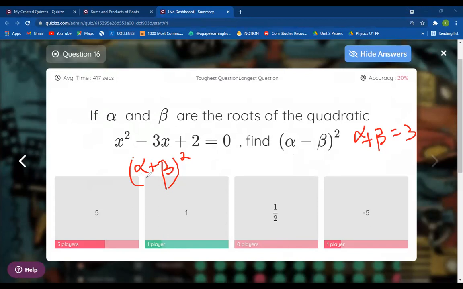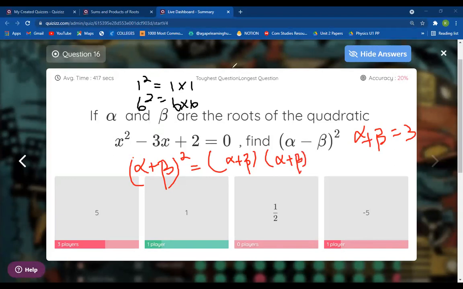Let me show you how they got this in the first place. So alpha plus beta squared. Let me ask you one thing before I start now. 1 squared. Isn't 1 squared the same as 1 times 1? Yes, miss. And 6 squared. Isn't 6 squared the same as 6 times 6? Yes, miss. Right. So alpha plus beta squared is the same as alpha plus beta times alpha plus beta.